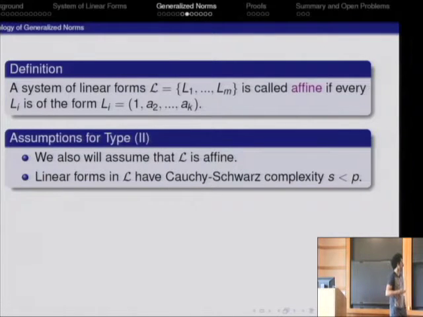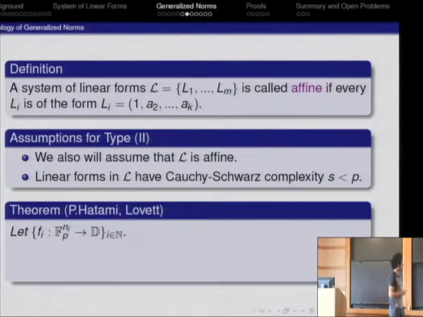Another assumption we have to make is on the Cauchy-Schwarz complexity. This is again another definition that I'm throwing out without explaining; it is basically some number relating the dependencies between the linear forms. Later we'll see why we have this. It is because we have to use some results by Green and Tao and the result of Hamed and Shachar that have dependency on this.